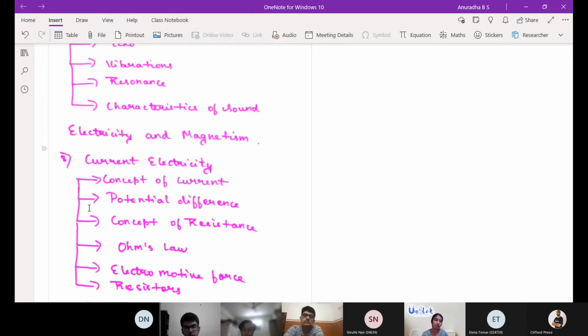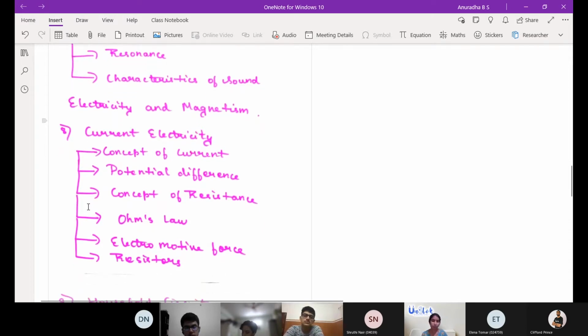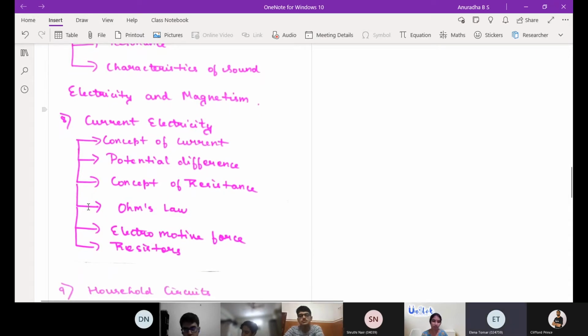Current electricity. What is current? The number of electrons that move per unit time, or the charges that move per unit time. It is the rate of flow of charges, that is, flow of charges per unit time. What is the unit of charge? Coulomb. So what is the unit of current? Ampere, which is nothing but coulomb per second.